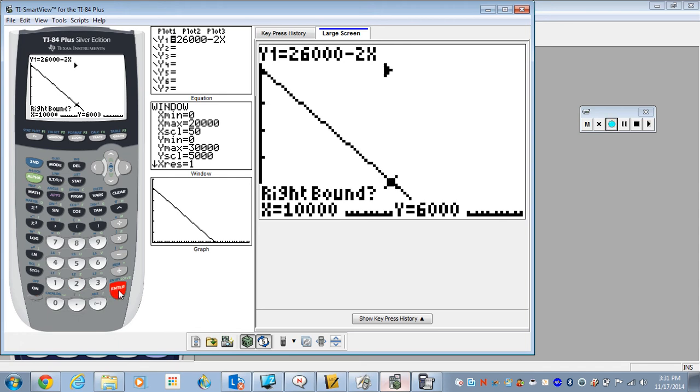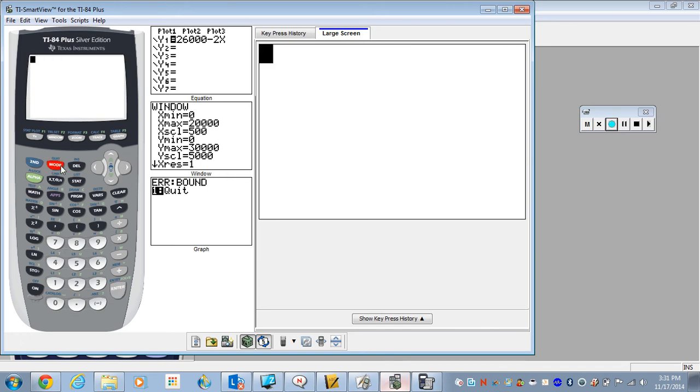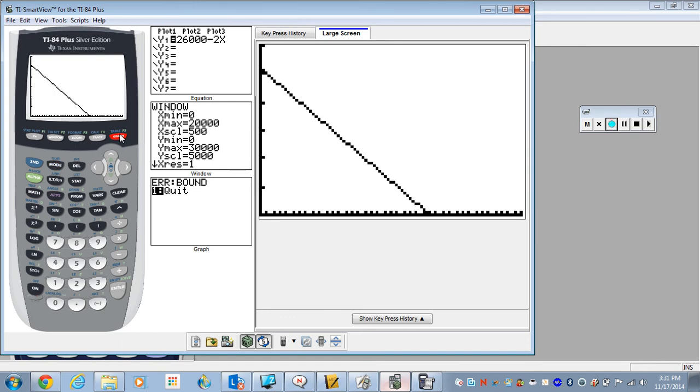Say enter, and then enter, and then enter. Yep, I didn't think it would. Okay, so we're going to quit. Okay. Let's go to our graph again.